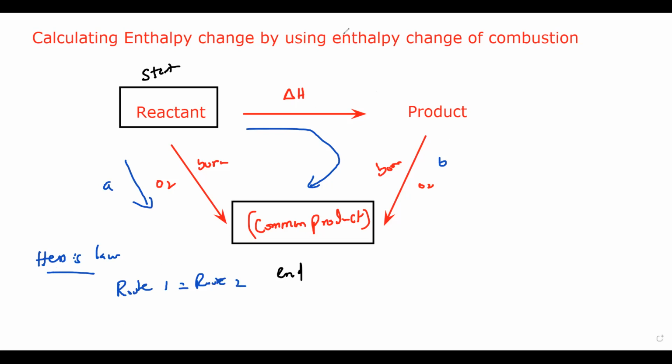So delta H plus B is equal to A. Or if we need delta H, delta H will be equal to A minus B. So using the enthalpy change of combustion of reactant minus product, we can find the enthalpy change of the reaction. Now an example related to this concept, where we want to calculate the energy change for a chemical reaction and the enthalpy change of combustion is given.